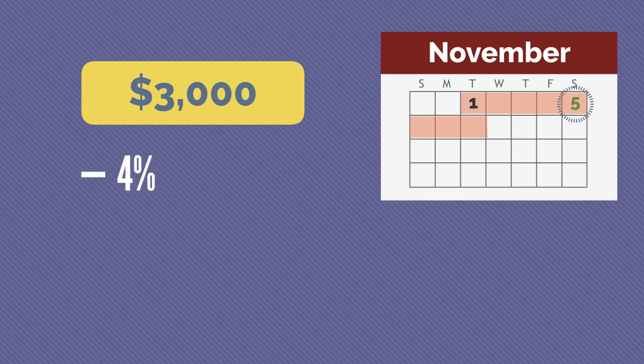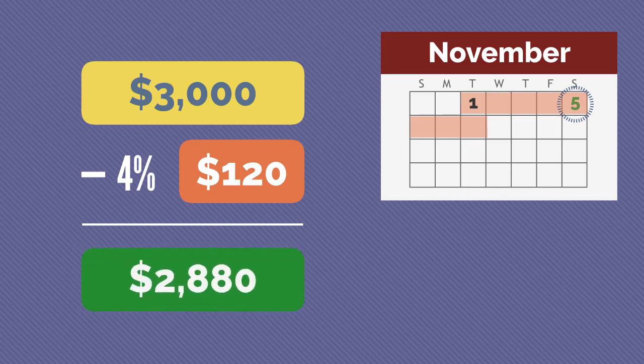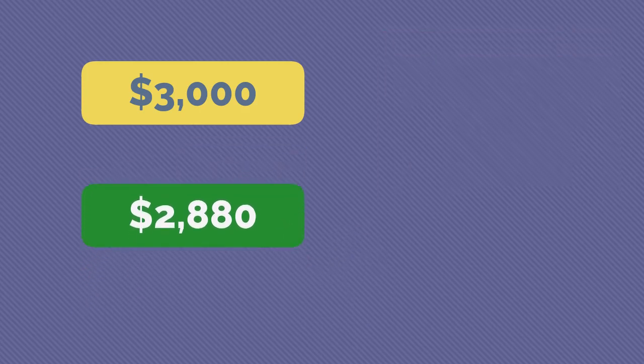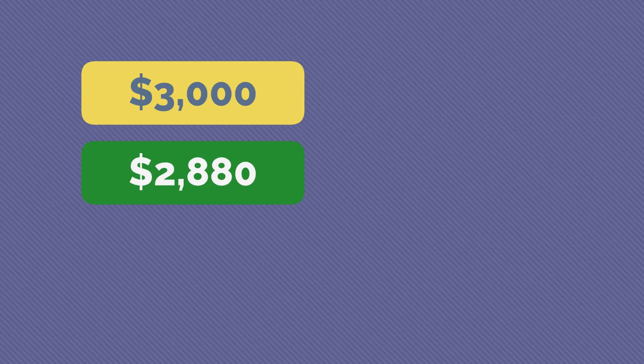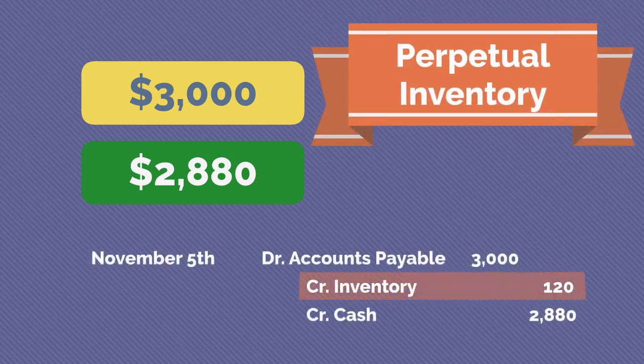4% of $3,000 is $120, meaning Tom only has to pay $2,880 in cash for the coffee beans. Since we recorded the original payment for $3,000, we need to represent the discount somehow. In this case, Loaf uses a perpetual inventory system, so Tom needs to credit inventory for the amount of his discount to make the entry balance.